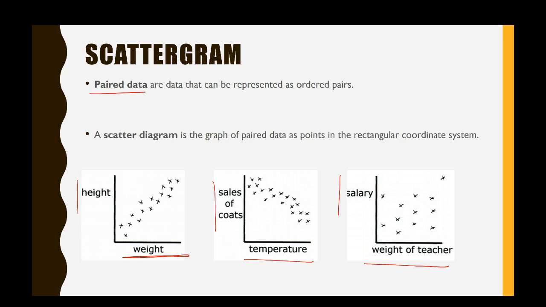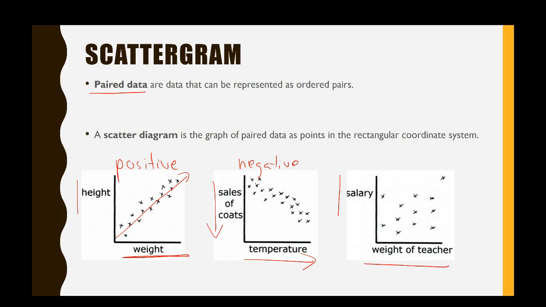A scatter diagram is the graph that shows all these paired data as points. And I have 3 examples that sit down here for you. It could look like any of these 3. This one has a positive distribution, this one has a negative distribution, because this one has an upward trend. As your weight increases, you're typically taller. And here a negative: as the temperature increases, your sales are going to decrease, which makes sense.